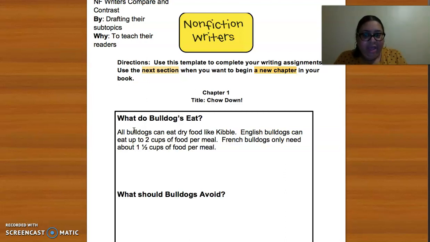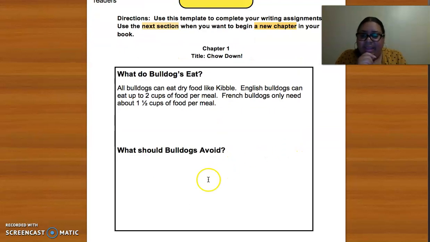Writers, do you see how I'm doing two things? The first thing that I'm doing is giving information in my subtopic. My big topic is them chowing down, like eating. But part of that topic is my subtopic. What should they eat? And I'm also comparing and contrasting the two different types of dogs and what they both should eat. I'm saying that they all eat dry food, but then I'm showing you the difference that the English bulldog needs about 2 cups of food every time they eat their meal, but the French bulldog doesn't need as much because he's smaller.